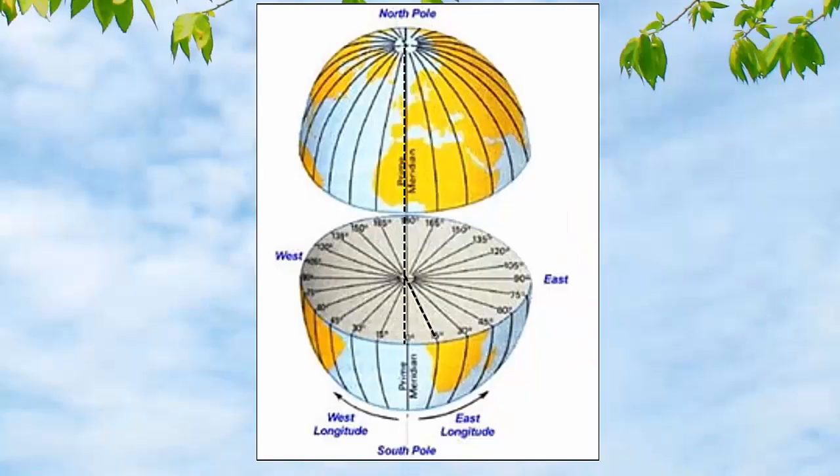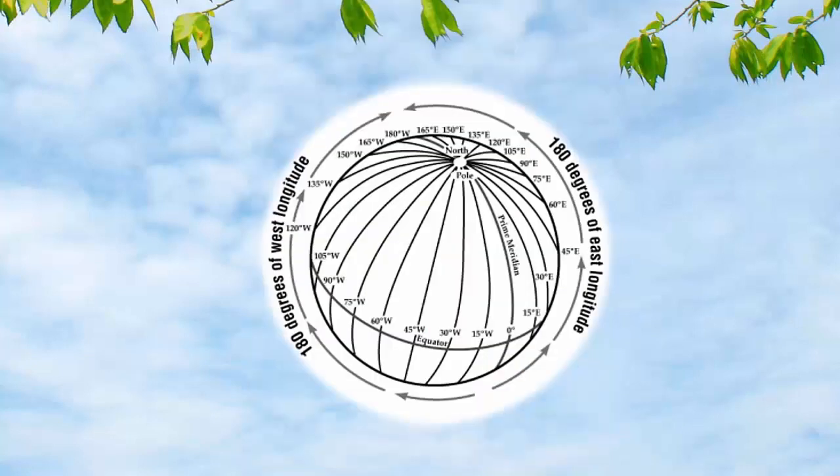Each longitude is an angle that ranges from 0 to 180 degrees east and 0 to 180 degrees west from the prime meridian. Thus, the whole world would have 180 degrees longitudes east and 180 degrees longitudes west, which would look like this on a globe.